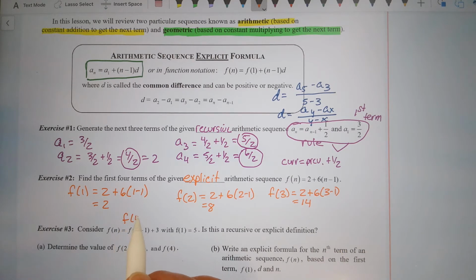And f of 4 is 2 plus 6 times 4 minus 1. 3 times 6 is 18, plus 2 is 20. So here we have 2, 8, 14, and 20 are the first 4 terms of this sequence.